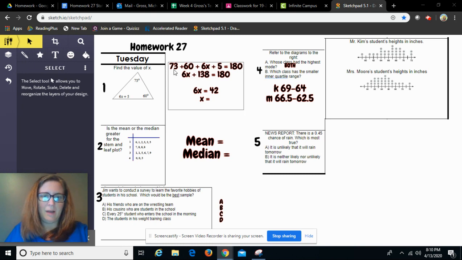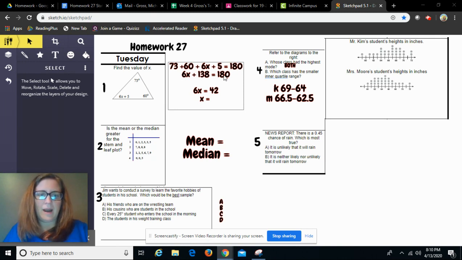And then I'm going to combine what I know. I can do 73 plus 60 plus 5, and when I add those together, I get 138. 6x, I don't know what x is. That's what I'm going to look for. So I have 6x plus 138 equals 180.